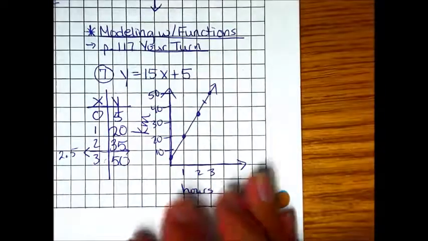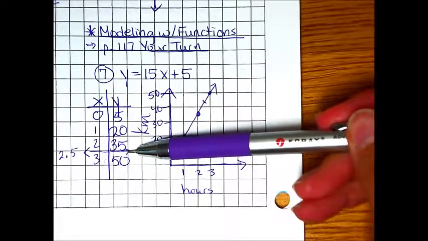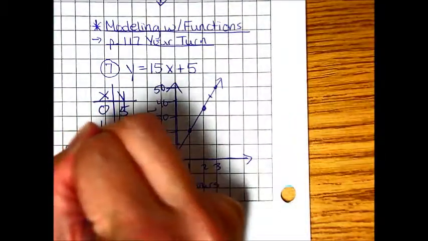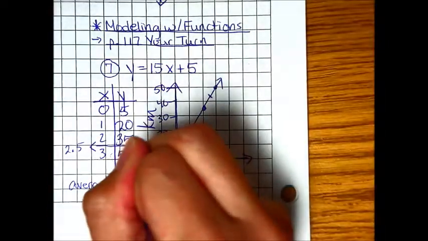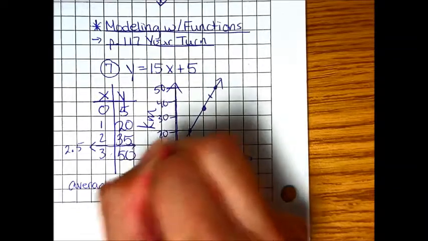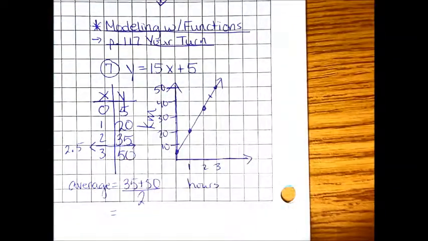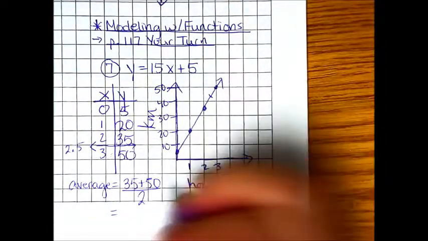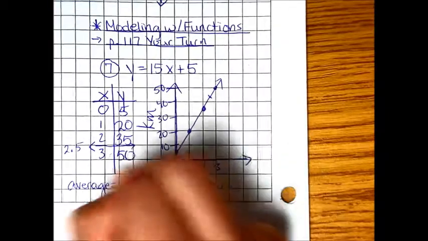So what we discussed in class is you would need to find what would come right in the middle of 35 and 50. And we said the easiest way to do that is find the average. So we reviewed finding averages. To find an average, you would add those two numbers together, 35 plus 50, and you would divide by 2. So that ends up coming out as 85 divided by 2, which is 42.5 kilometers.